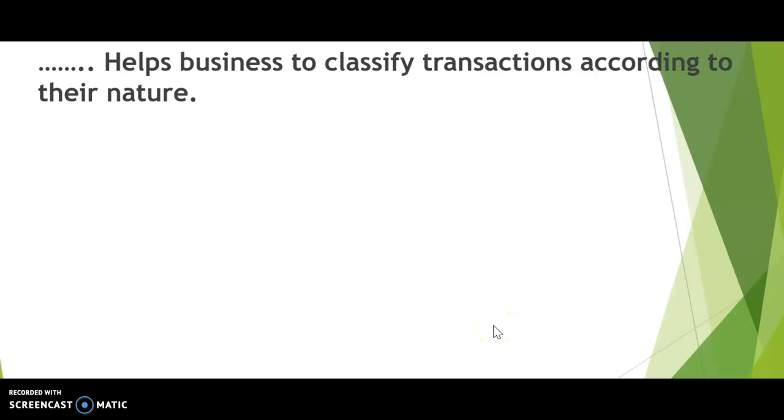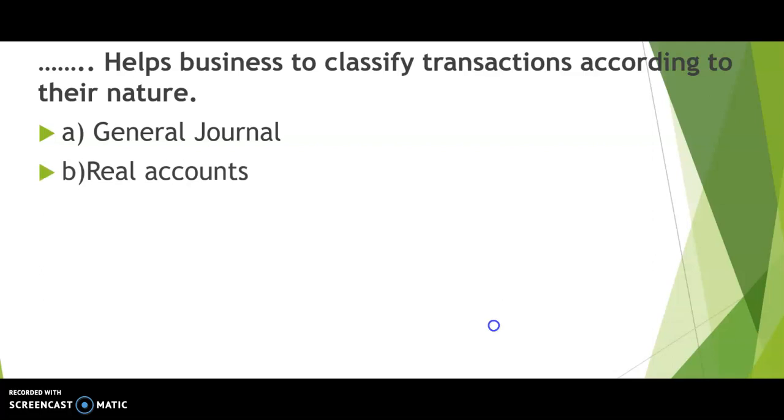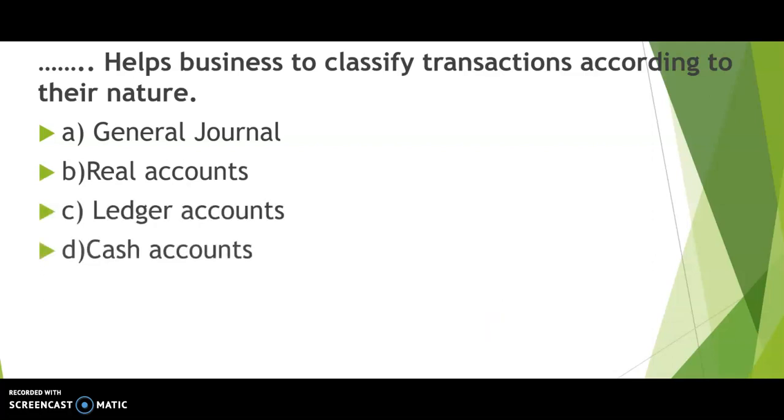Next question: dash helps business to classify transactions according to their nature. Option A, general ledger, journal, sorry. Option B, real accounts. Option C, ledger accounts. Option D, cash account. The correct answer is option C, ledger accounts. Under this heading, ledger account helps business to classify transactions according to their nature.